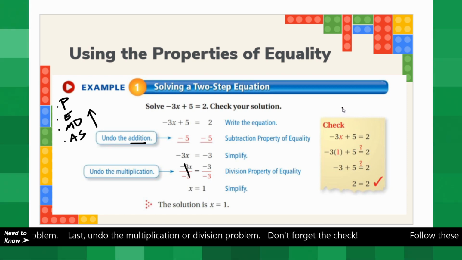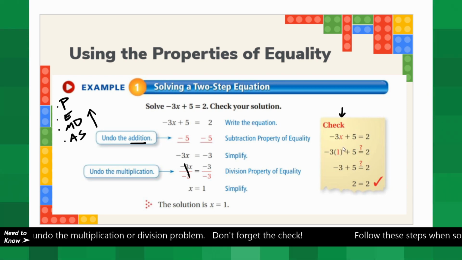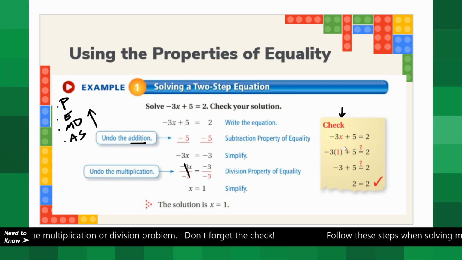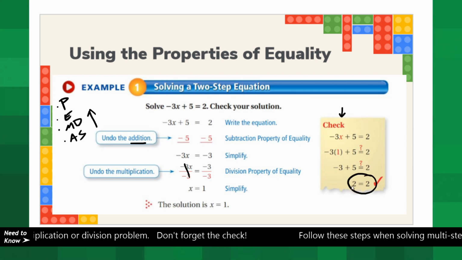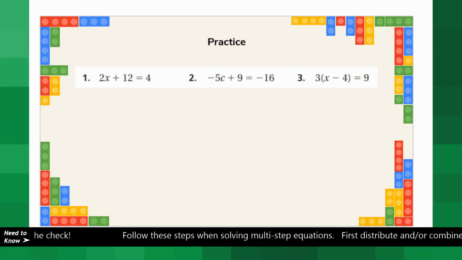Then you do the check. You substitute that 1 back in for x, and you complete the order of operations the correct way, and you should get the same value on both sides of the equal sign. So let me show you one in practice.